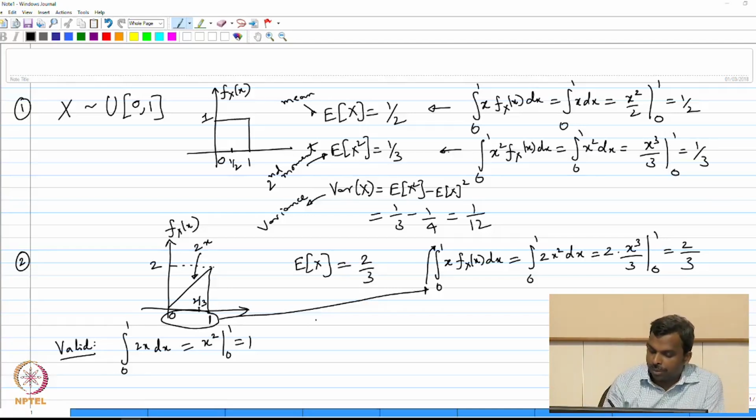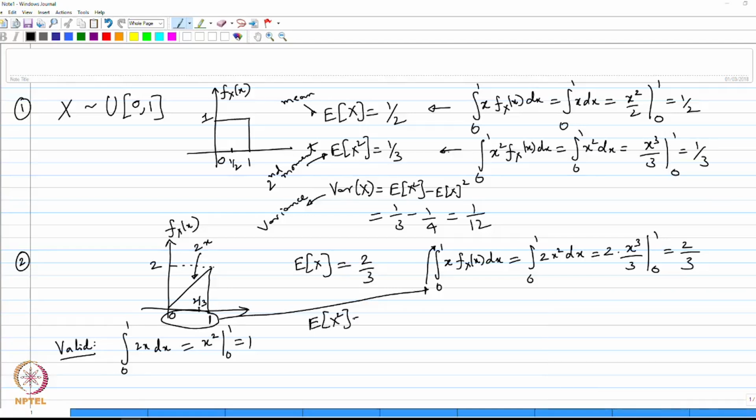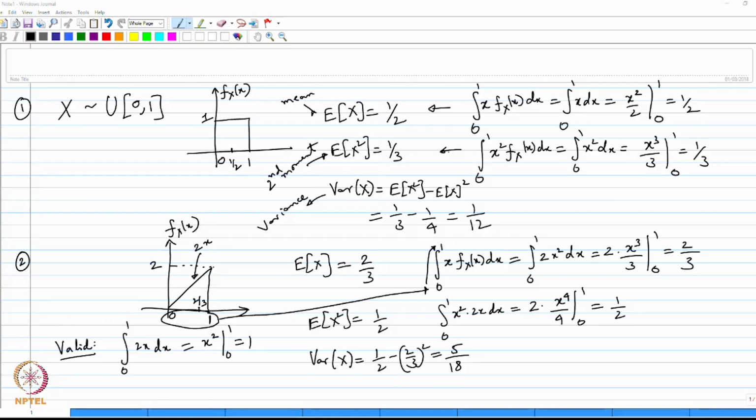Okay, so you can also compute the expected value of x squared. Here it will again be a little bit more complicated. Integral 0 to 1 of x squared times f(x), which is 2x dx. So that is 2 times x to the power 4 by 4 between 0 and 1, and that is half. And what is the variance of x? It's half minus 2/3 squared. It's half minus 4/9, right? So that is 1/18. Okay, so that's the variance. You can check this calculation for yourself.